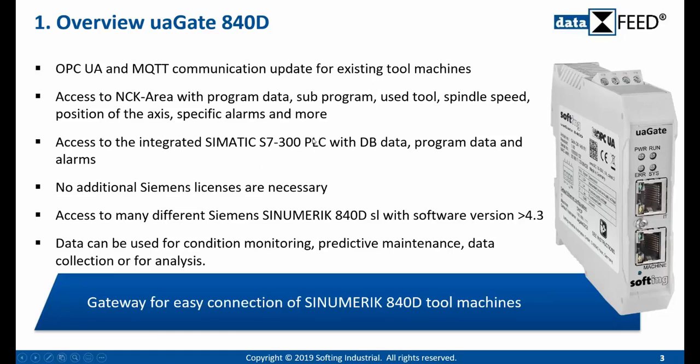The best thing about this is that we don't need an additional license from Siemens. You just have to plug in the cable and configure the UA-Gate, which is really easy, and then we can collect data out of the SINUMERIK. This is also possible with software versions greater than 4.3, so don't worry, we are not fixed to one specific software version. We can collect data from many different SINUMERIK software versions.